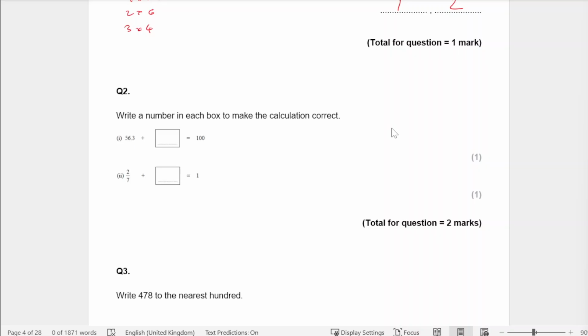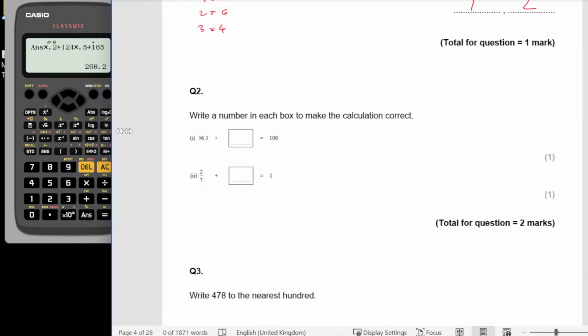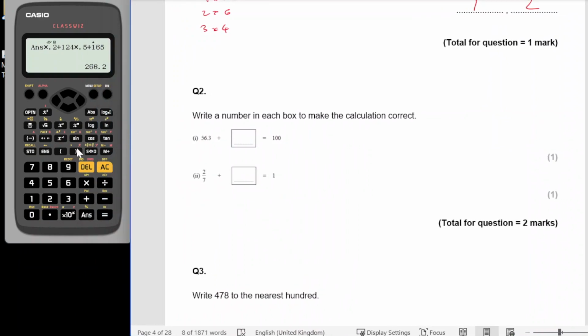So question 2, write down a number in each box to make the calculation correct. 56.3 plus blank equals 100. Well, this is a calculator paper. We're all more than capable of doing it without a calculator, but we don't get any marks for that. I think it will be 43.7, but nothing wrong with using your calculator to check that. And even if I can do it in my head, I would always check it anyway. So 43.7.